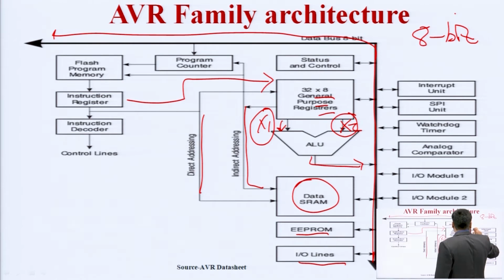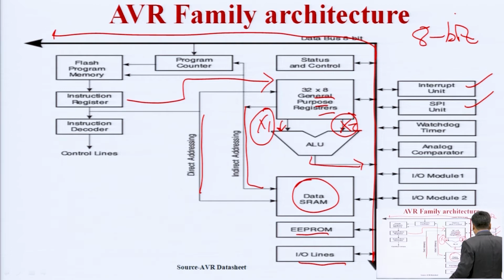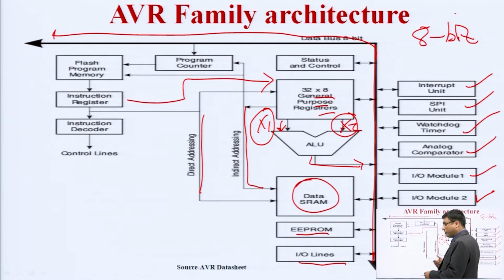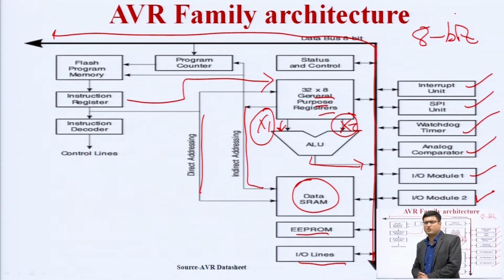There are other units available with the 8-bit data bus, like the interrupt unit, SPI unit, watchdog timer, analog comparator, and input output modules 1 to N. The number of input output modules may vary and can be large as well. The interrupt unit handles the interrupts. Basically, whenever we are doing something and a sudden signal comes, that type of signal is an interrupt signal.